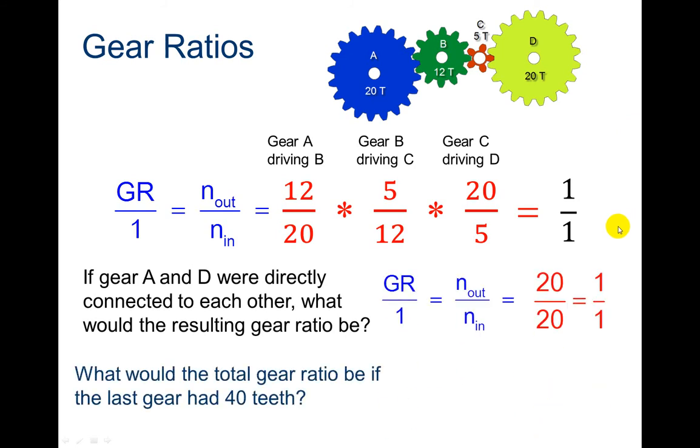All right, so what would the gear ratio be if the last gear was 40? Like I said, B and C we can ignore because each time they cancel out. So we would just have 40 over 20, which is a gear ratio of 2.